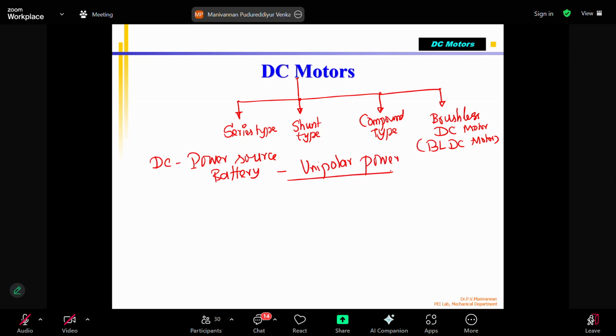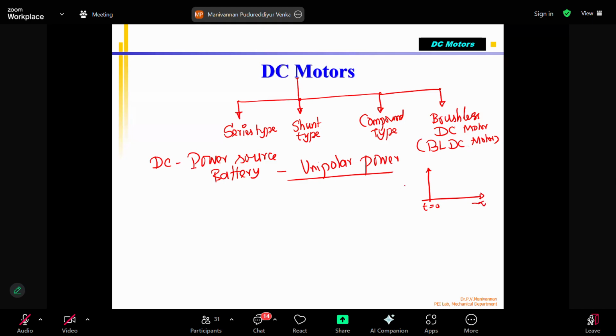Unipolar power means that whenever you want to represent voltage or current in the universe, if you want to draw a graph, it is always with respect to time. The x-axis will always be time. Generally, depending upon voltage, current, or speed versus torque, any quantity we measure is with respect to time. At t, it starts from 0 and goes up to infinity.